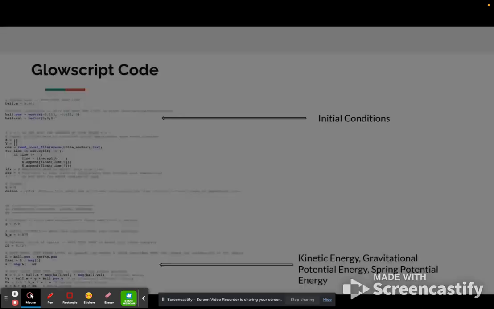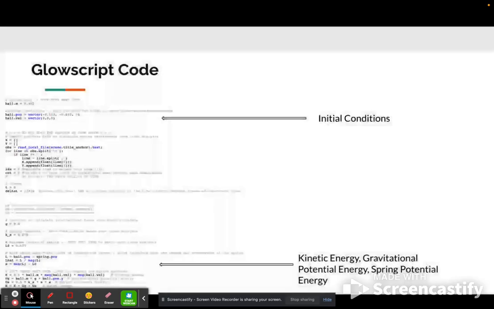And then here's the GlowScript code. So this is the first part. Here we have the initial conditions at the top. And at the bottom, we're doing kinetic energy, gravitational potential energy, spring potential energy.